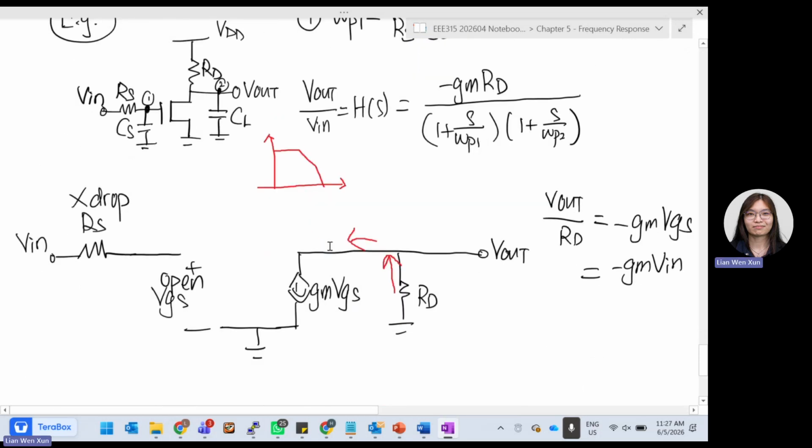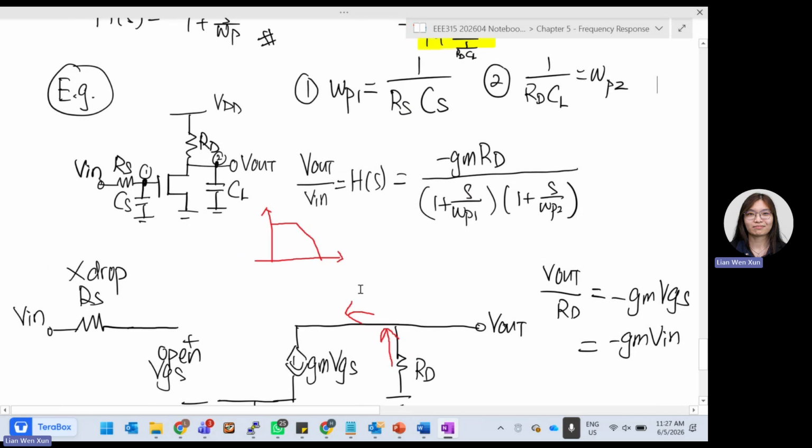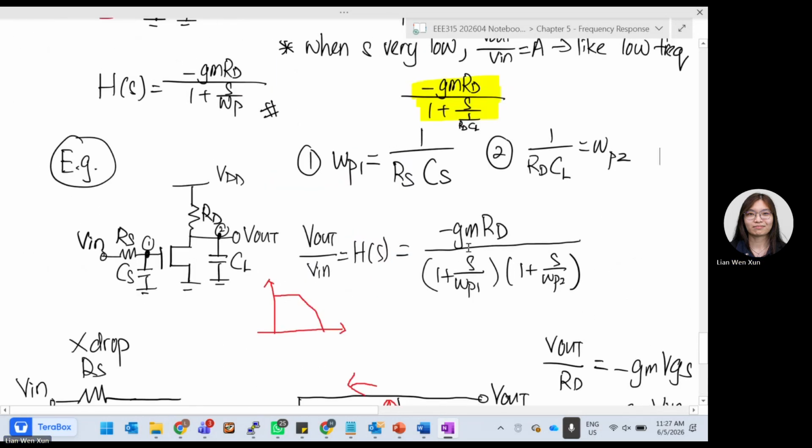But what you might be thinking is whether this negative GMRD is true. Because this is a common source, but generally in a common source, we do not have anything in front. So maybe we have to double check whether this is really correct, whether we can really put the gain directly as negative GMRD or not.